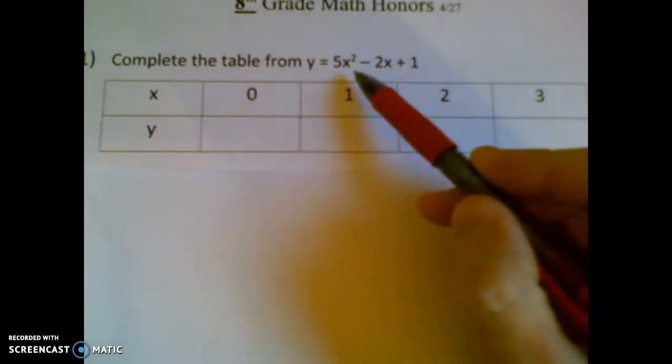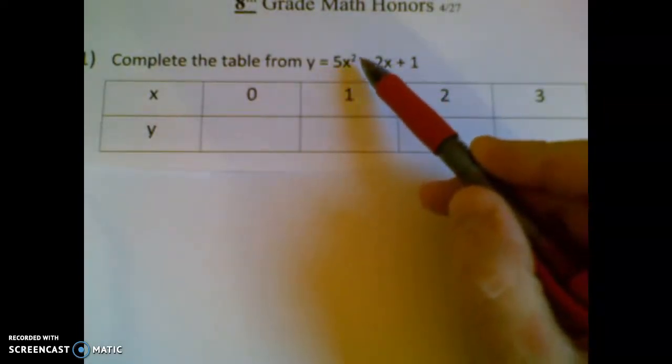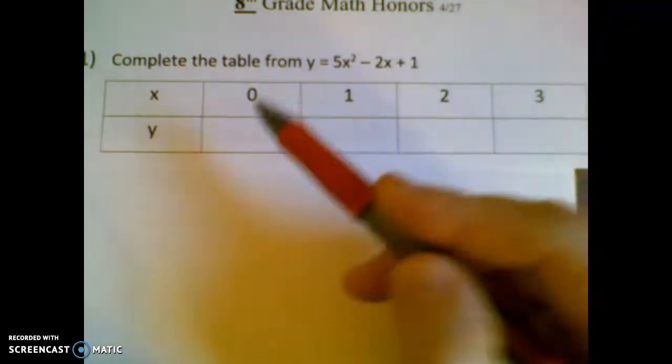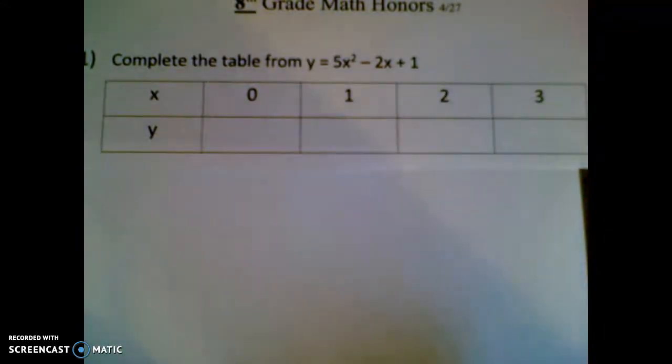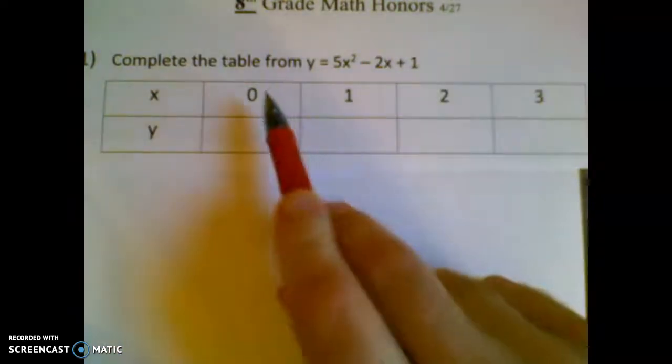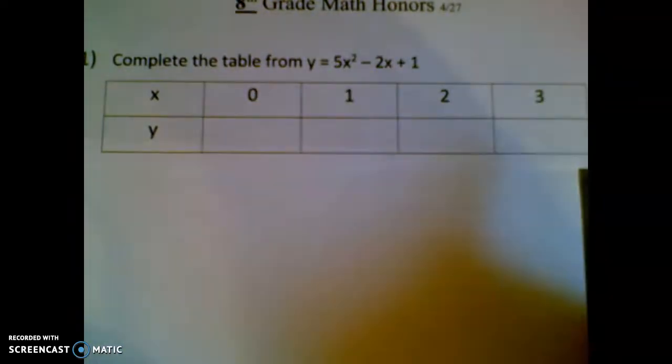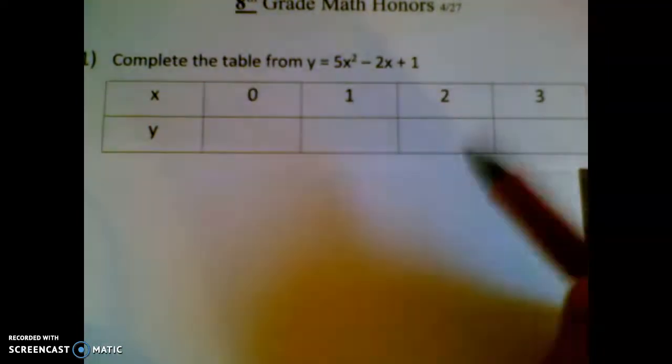So this is a quadratic equation because the highest power is to the second power. And to fill the table in, you can just simply use substitution, where if I tell you the value of x, you then replace each of the x's in the equation with this value.